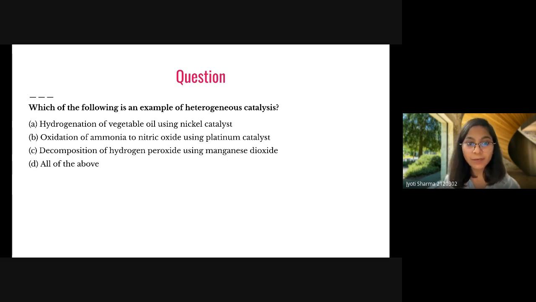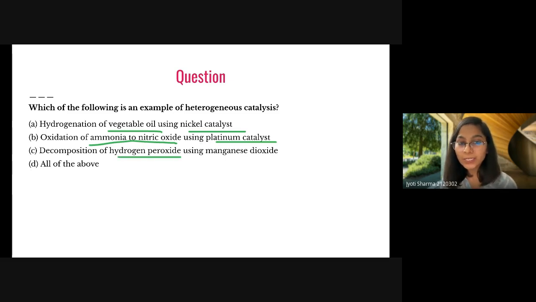Here, vegetable oil is liquid in nature, and nickel is solid. Ammonia to nitric oxide is gaseous in nature, and platinum is solid. Hydrogen peroxide is liquid in nature, and manganese dioxide is again solid. So the phase of the reactant and the catalyst is different, and that's why all of the above should be the right answer. So D is the right answer.